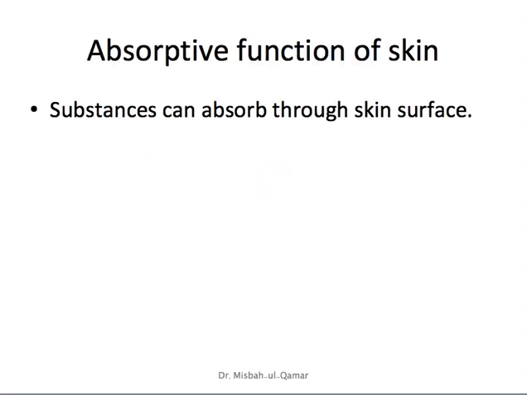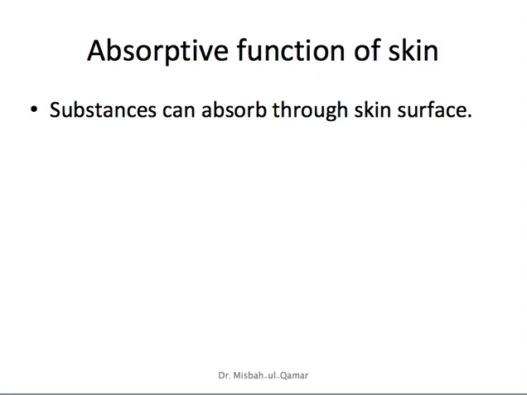The next is the absorptive function of skin. There are various substances which can be absorbed through the skin surface, such as some drugs like nicotine or estrogens. So these drugs are sometimes used in the form of a cutaneous patch which is impregnated with that drug.